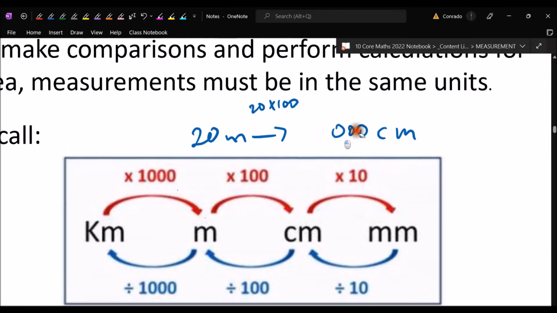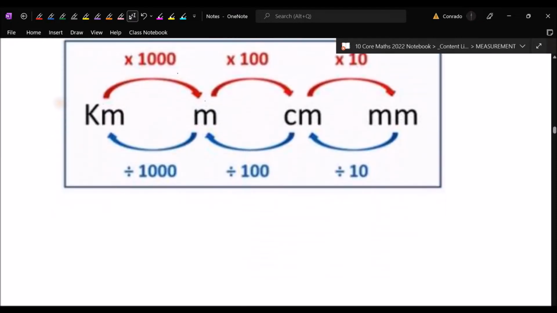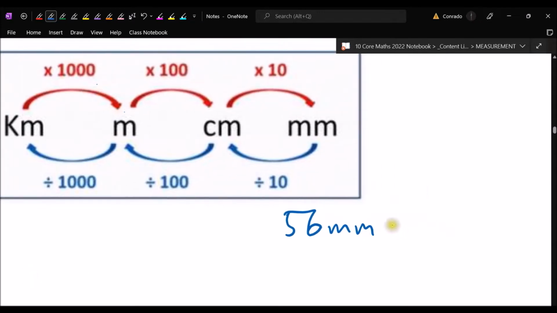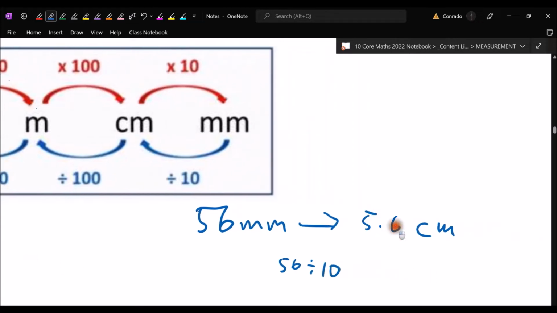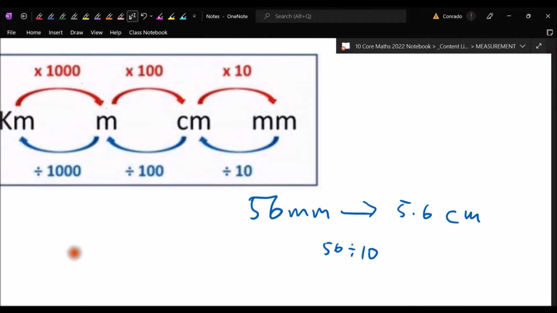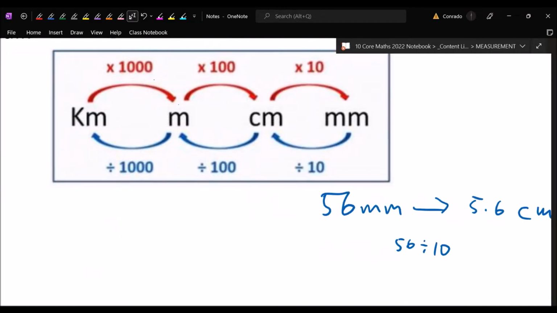And it works the other way as well. If I want to go from millimeters to centimeters, let's say I'm at 56 millimeters and I want to transform that to centimeters. To go from millimeters to centimeters, you're dividing by 10. So that's going to be 56 divided by 10, which equals 5.6 centimeters. I'm just calculating these in my head, but if you're struggling with that, please use your calculators. So follow these principles when it comes to going between units.